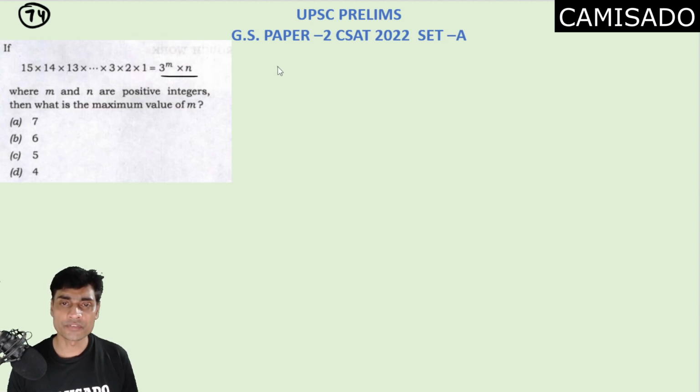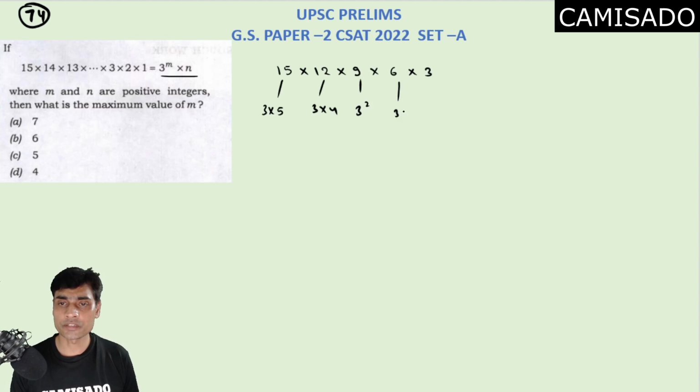I will only take those numbers whose factor is 3. So basically 15 is here, then 12 will be here. After 12, 9 will be there, then 6 will be there, and 3 is already there. So it can be written as 3 into 5, 3 into 4, 3 square, 3 into 2, and 3 in itself. So total number of 3's which are coming in this multiplication is 1, 2, 3, 4, 5, 6. So whatever it is given here, it is equal to 3 raised to power 6 into n. So the value of m is 6.